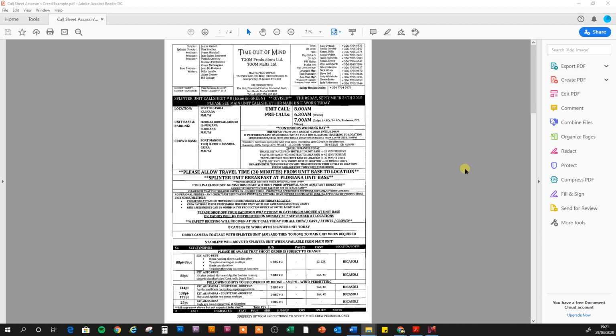What we can see here is a real film call sheet. This is for the film Assassin's Creed. As you can see, it was working under a working title of Time Out of Mind. This is so they can keep it secret and keep away the fanboys. Right? Now, what goes into a call sheet?